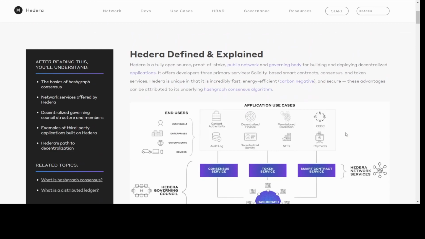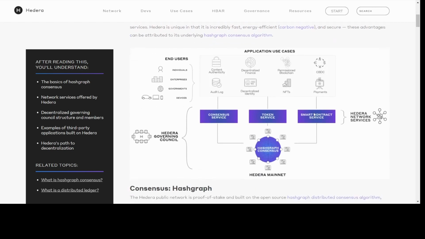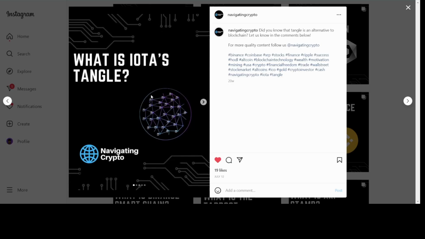So down here, it shows all the solutions and use cases that Hedera Hashgraph brings. And they're all really similar to the layer 1 blockchains that I showed you that are Generation 3 and also Generation 3.5. But the fact that it's a DAG technology, it can bring a lot more efficient solutions in the long run. So, an explanation of IOTA's Tangle.